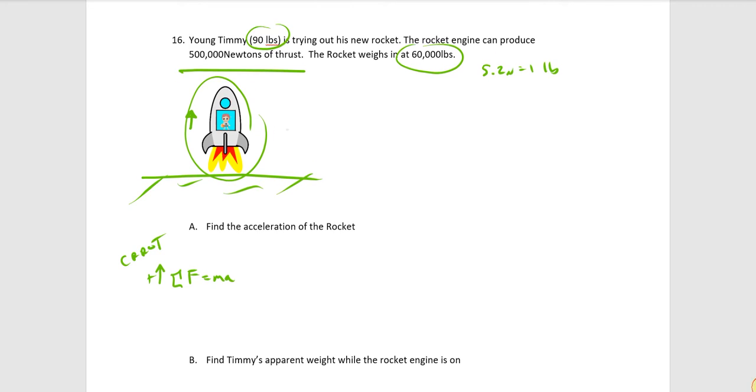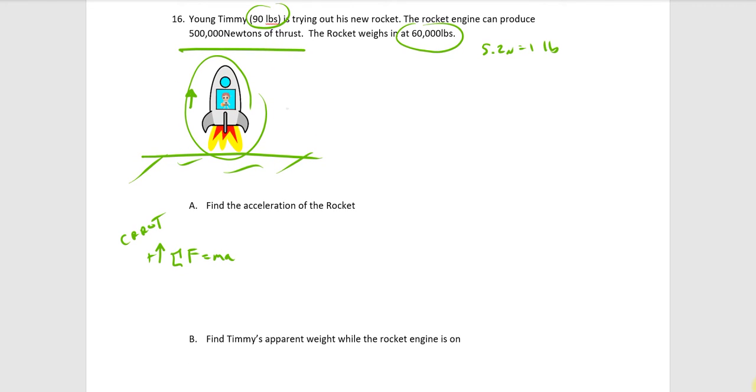Next, let's see, find Timmy's apparent weight while the rocket engine is on. So when you stand on a bathroom scale, the scale itself does not actually measure your weight. Let's say here's our scale, and here's Timmy, or a person standing on it. What the scale measures is the normal force between your feet and the scale. Some quick, simple evidence of that: if you took the scale, put it against the wall, and pushed on it, it'll read the normal force between your hand and the wall.